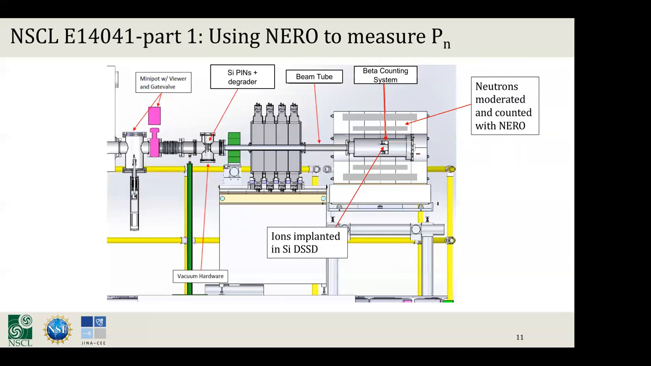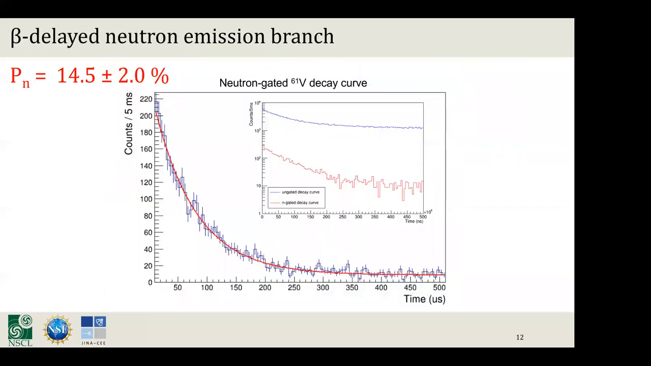And so, as with proportional counter systems, you essentially count how many neutrons you see. And then out of the total number of beta decay events that you observe, based on coincidence between the beta decay electron and the implant, you can say, okay, this is how many times you have a beta delayed neutron emission, and so you find your Pn value. So here is the result.